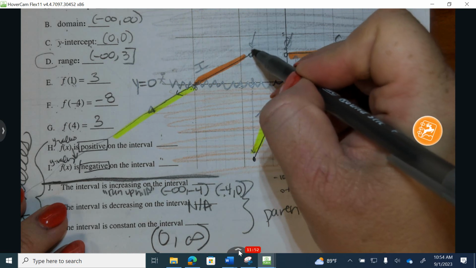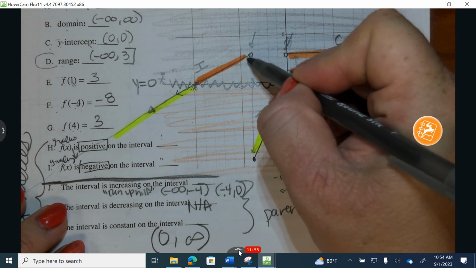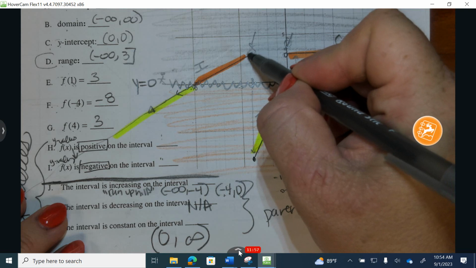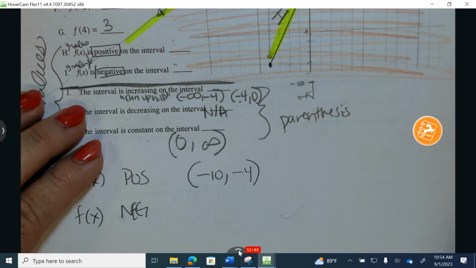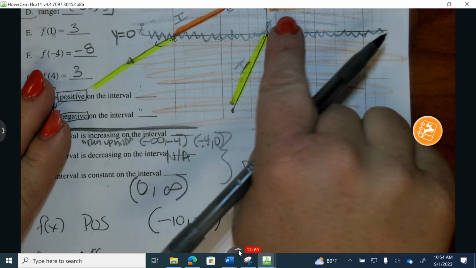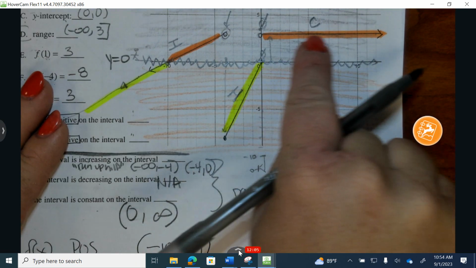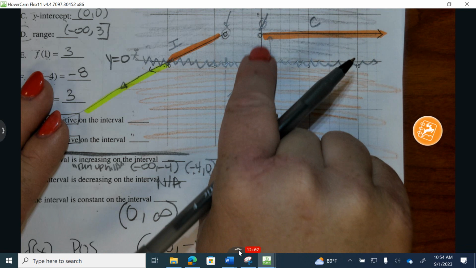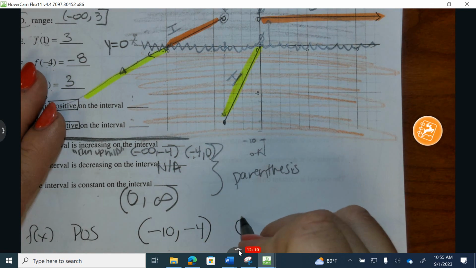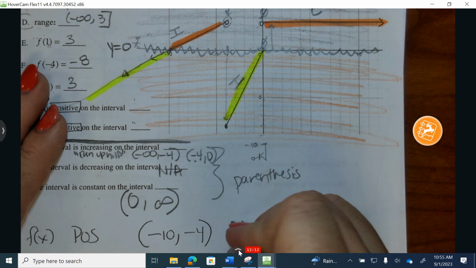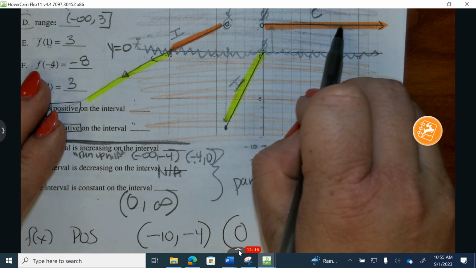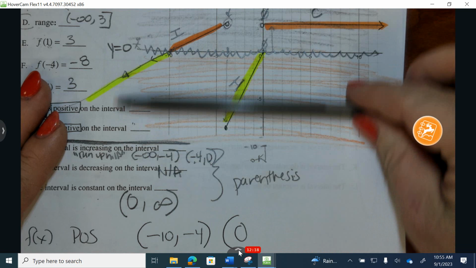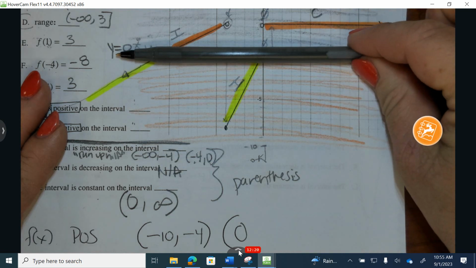Now at -4, I have a hole in the graph. So I have to be able to say, hey, this part is not positive. There's a hole there. For that reason, it is a parenthesis. Very similar. The second interval starts at an x value of 0, but because there's a hole in the graph, I put a parenthesis. And as I move to the right, it continues to be in the positive region, which is above the x-axis.